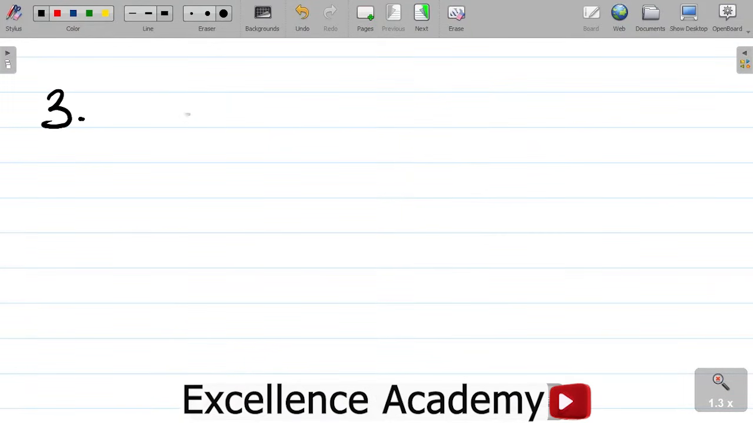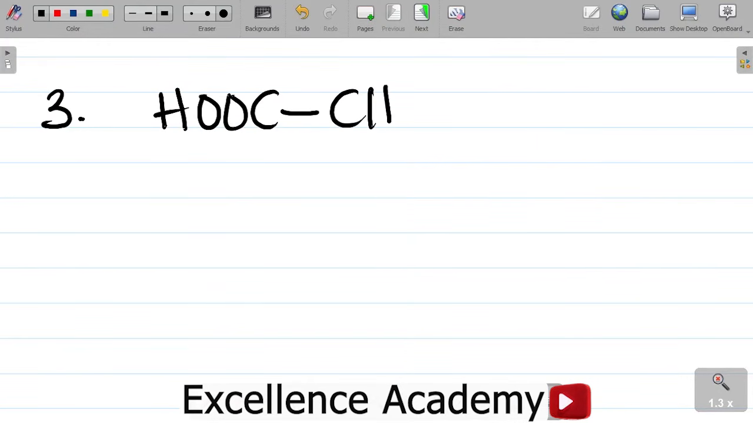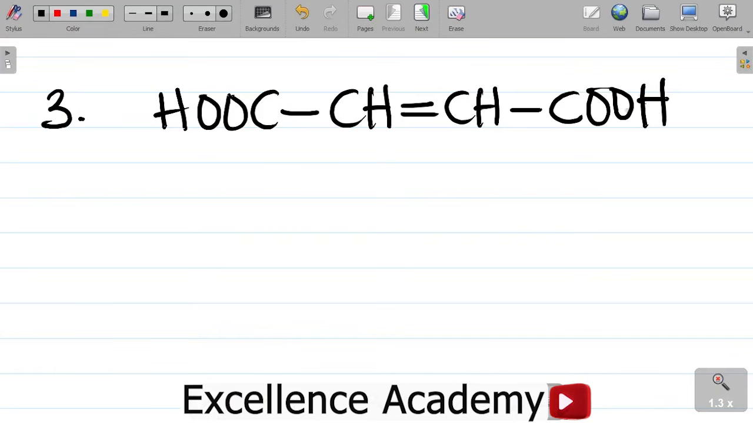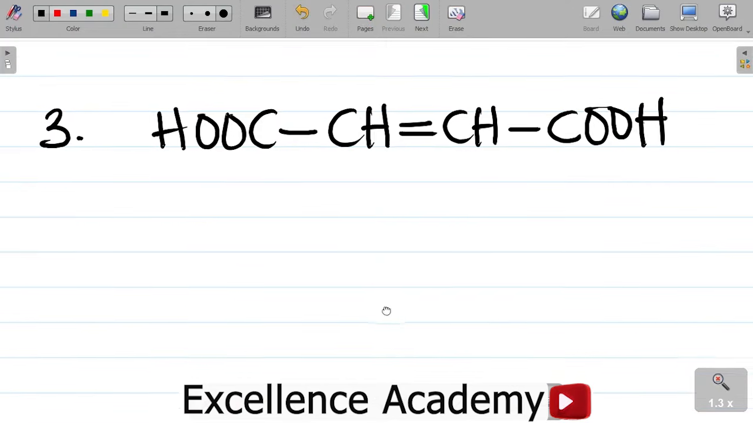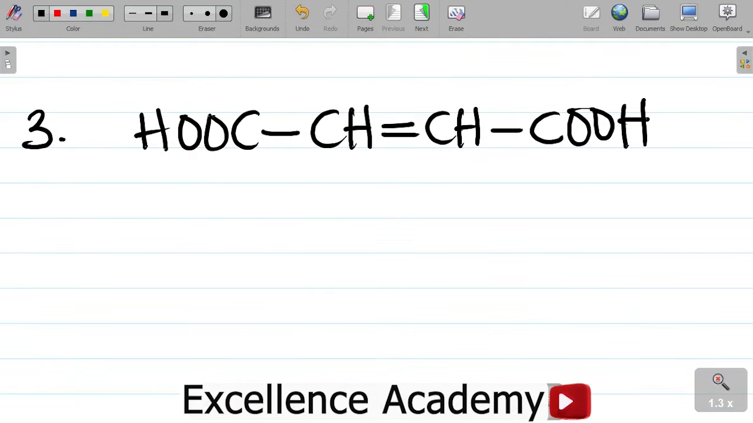So number 3, you have HOOC, single bonded to CH, double bonded to CH, and then you have COOH. All right, this is CH, COOH. So how do you name a compound like this? Now, similar to question 2, you want to observe that you have 2 carboxyl groups, that's this and this. So you have 2 carboxyl groups, and that makes it a dioic.